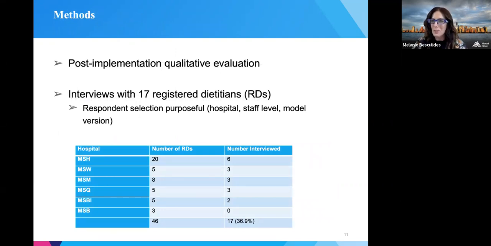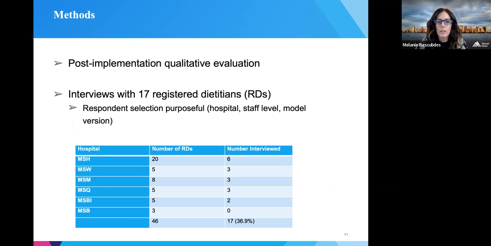I mentioned before, it's lovely to do things prospectively, but it often doesn't happen. And so this evaluation happened a little while after the go live dates for the different hospitals. And so we interviewed registered dietitians that use the output from the machine learning tool in their everyday work.